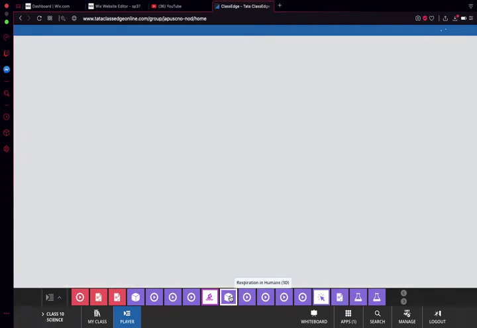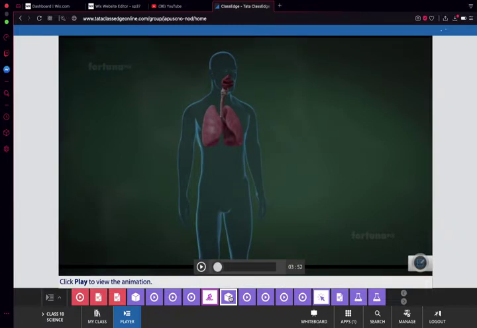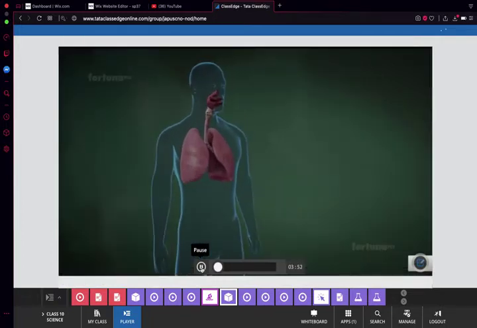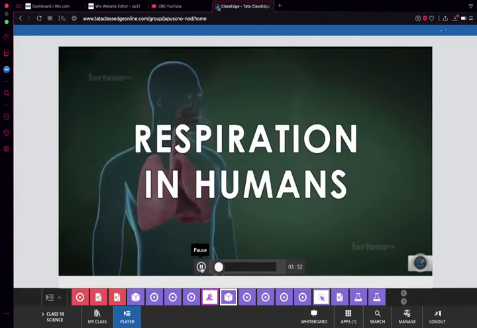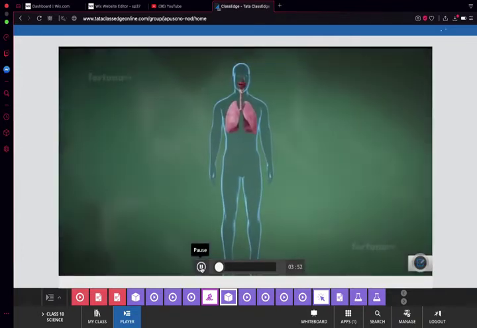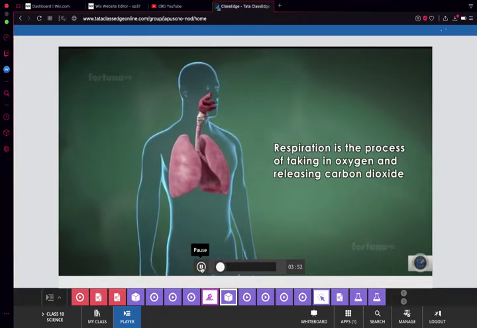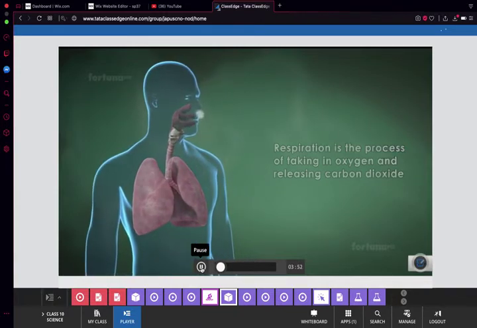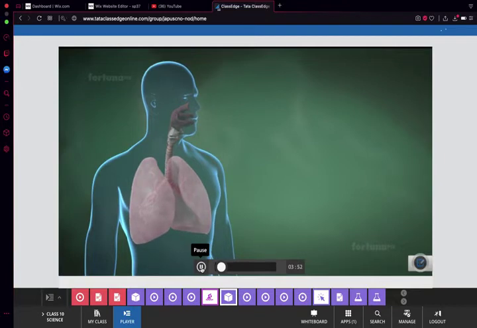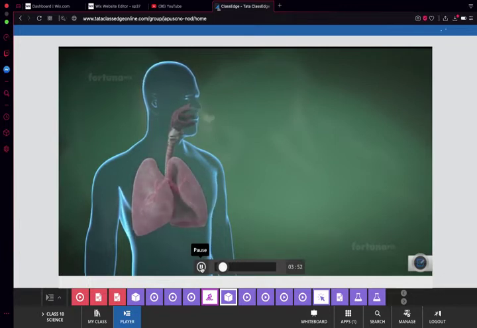Now come to the next video, which is related to respiration in humans, in which you will see how our respiratory system works. Respiration in humans. Respiration is the process of taking in oxygen and releasing carbon dioxide. It is through this process that all living organisms take in oxygen that is necessary for the oxidation of glucose.